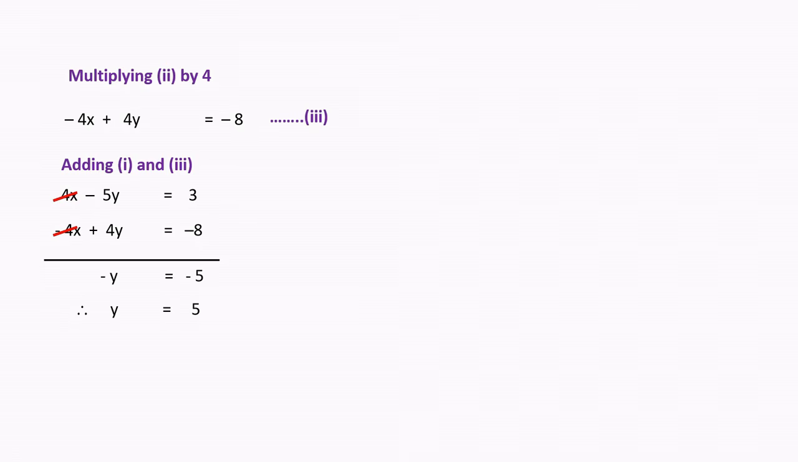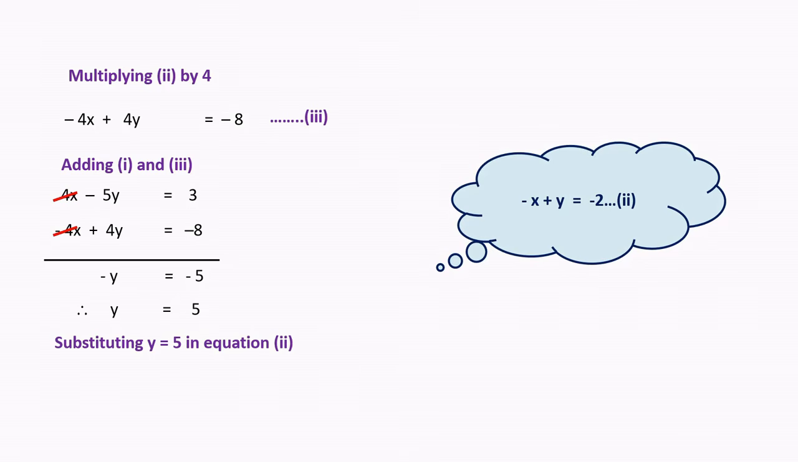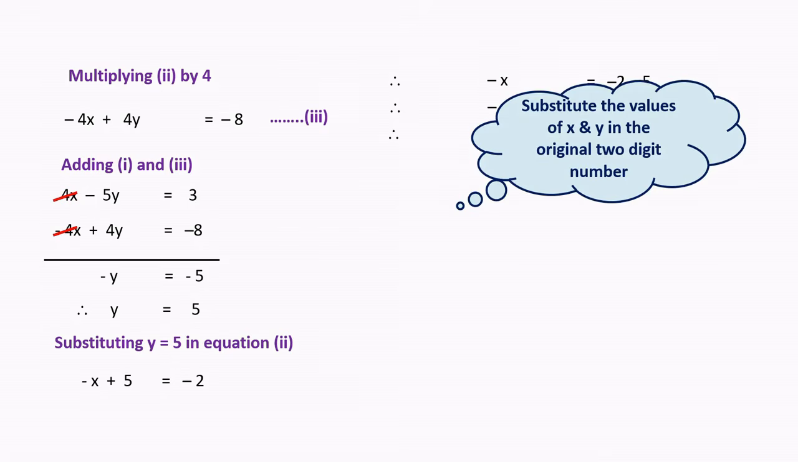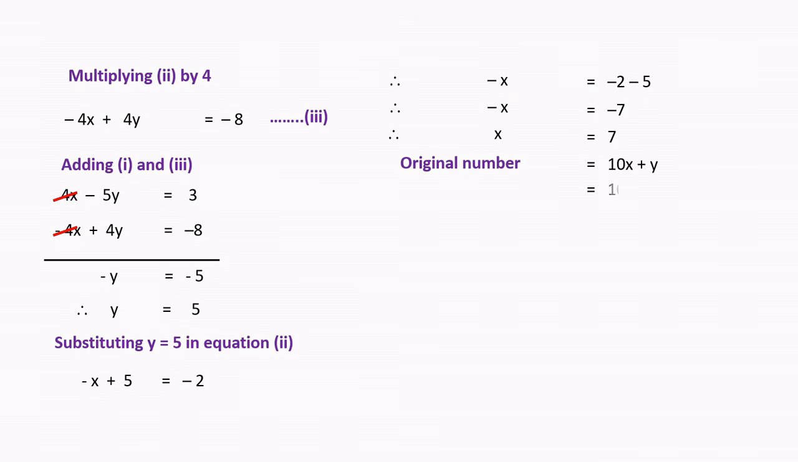Therefore, y equals 5. Now, substitute y equals 5 in equation 2. So, minus x plus 5 equals minus 2. Moving 5 to the right side, we get minus x equals minus 7. Therefore, x equals 7. Now, the original number is 10x plus y. Substituting the values, we get 10 into 7 plus 5, which is 70 plus 5, equal to 75. Therefore, the original number is 75.